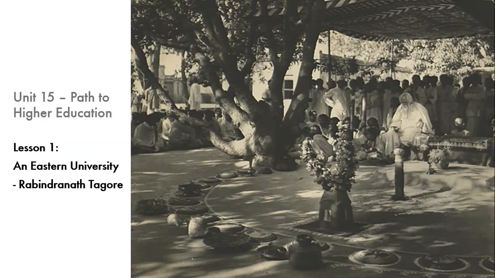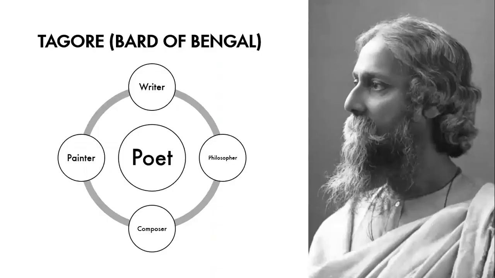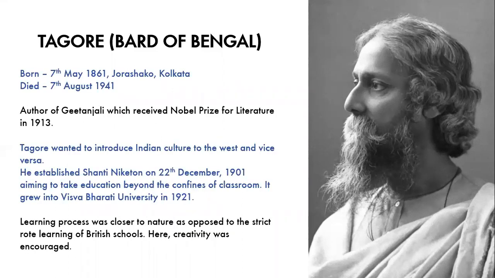Okay, so all of you know that Rabindranath Tagore was a multi-talented personality with a great desire to learn new things. He was a poet, a short story writer, song composer, playwright, philosopher, painter, and a social reformer. He was born in a rich Brahmin family on 7th May 1861 at Thakurbari, which is in Jorashako of Kolkata.